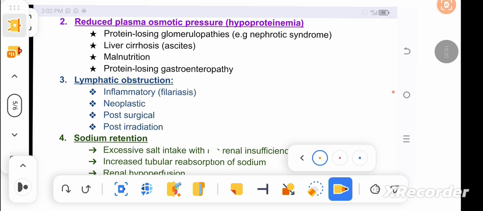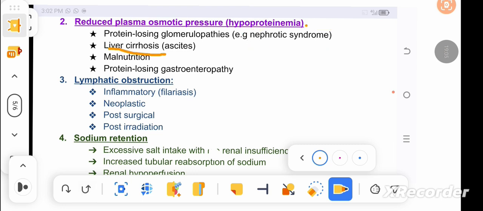Okay, then other causes we have are reduced plasma osmotic pressure, that is in the case of proteinuria. As we have seen in that diagram, anything that will reduce plasma osmotic pressure will lead to edema. So apart from malnutrition, like low intake of proteins, we can have what we call protein-losing glomerulopathy, such as nephrotic syndrome, where we have loss of proteins in urine. So the oncotic pressure will be reduced, thereby leading to losing of water or fluids into the interstitium, causing edema.